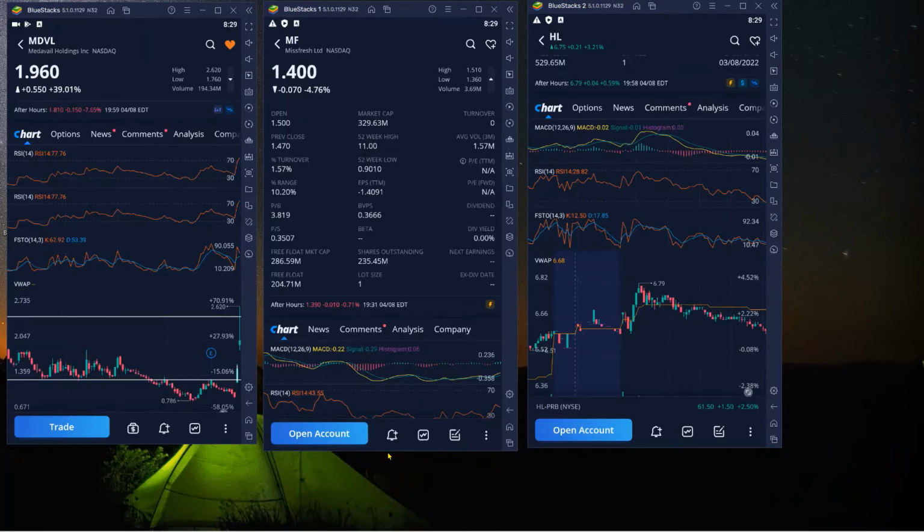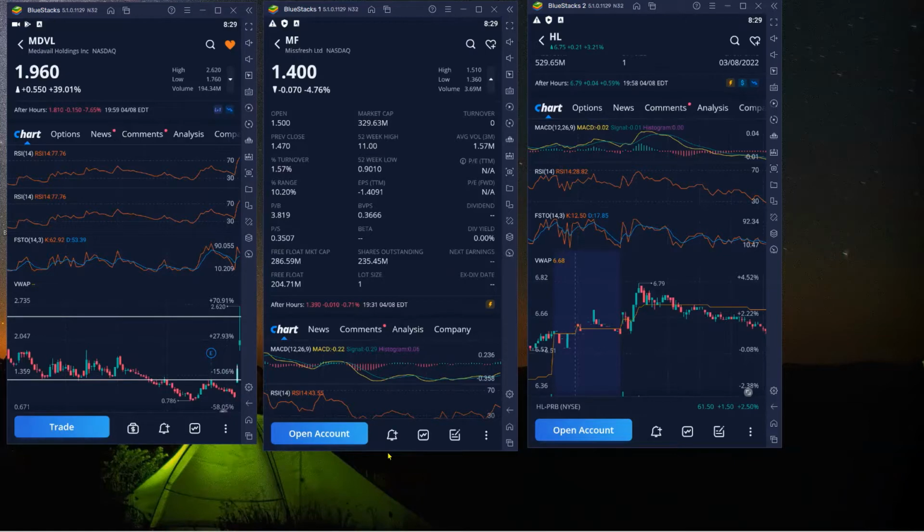Hello, team. I just wanted to do a quick review about the tickets that we went over, what was guided, and what was given to you guys to profit from and also to learn from, based on the action of how it was alerted and how we went. We have three tickets I want to go over, to keep the video short: MDVL, MF, and HL.